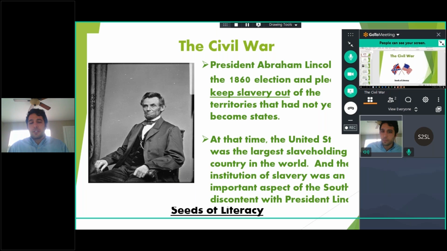The 1860 election is really what sparked things here. You have Abraham Lincoln, who was a popular lawyer, known for being a man of compromise with a sharp wit. He was running on a platform of keeping slavery out of these new territories. The United States is expanding west, but these territories had not yet become states. And President Lincoln is basically saying, look, we are not going to push slavery into these new territories.